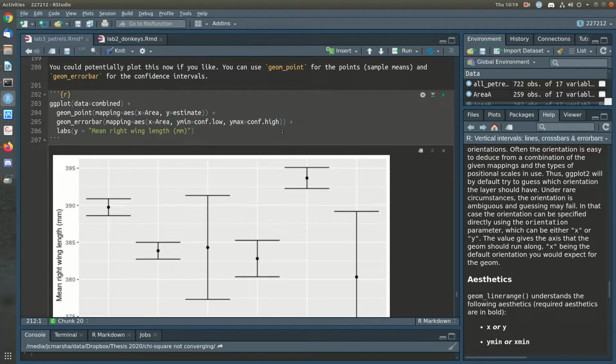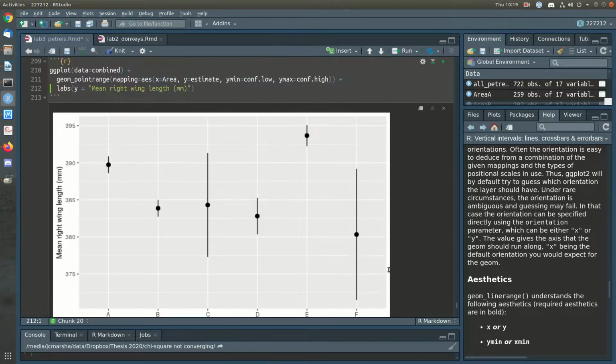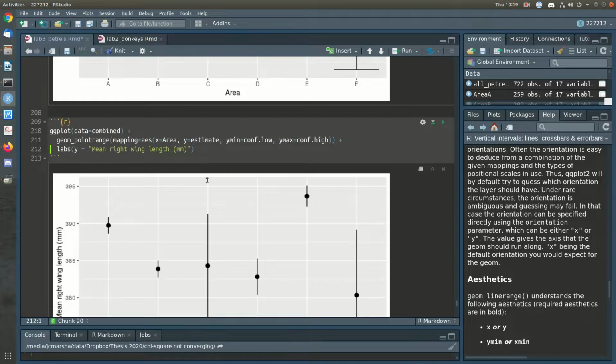You know, the width of these lines is meaningless, isn't it? So I think this is actually a little bit nicer. Okay, so that's point range, where you give the x and the y for the point, and then the ymin and ymax for the range. And you can do it horizontally as well, just switch the roles of x and y.